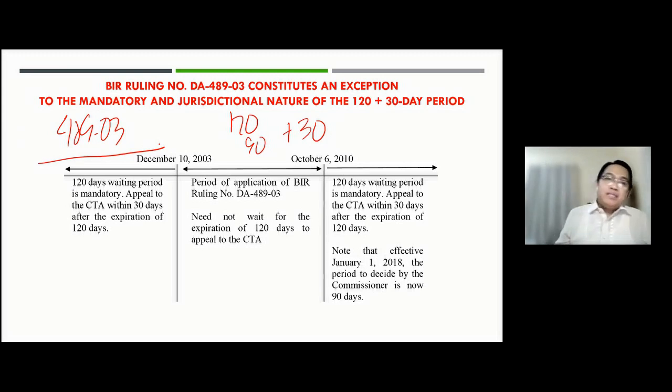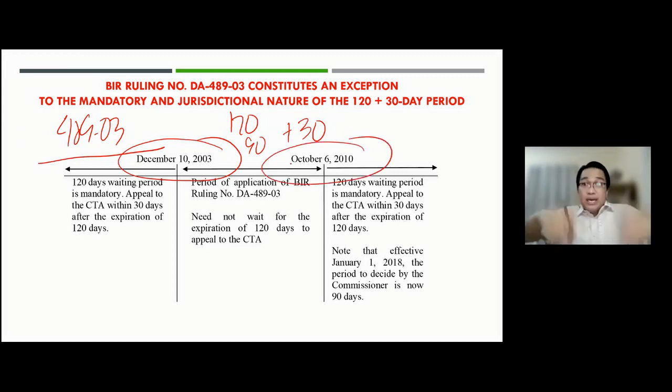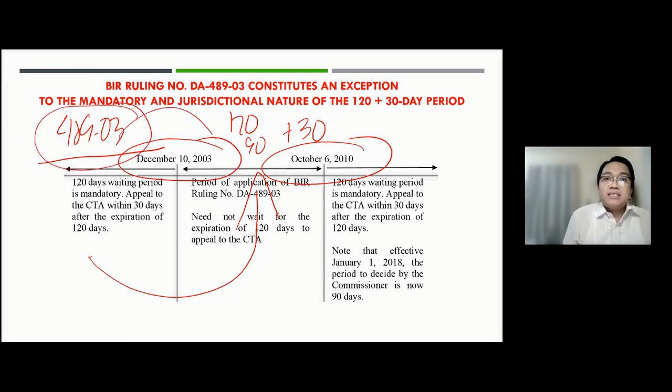Kaya lang, class, yung DA 489-03 has a very limited period of application. And that is from December 10, 2003 to October 6, 2010 only. So ngayon, at present, hindi na applicable yan. Pero kung biglang magbigay sa problem na nag-fall dito sa period na to, ang claim for refund, then the 120 plus 30 day is not mandatory and jurisdictional. You can invoke DA 489-03 as an exception to the rule, which means without waiting for the expiration of the 120-day period, umakyat ka na sa CTA. Okay? Umakyat ka na sa CTA.